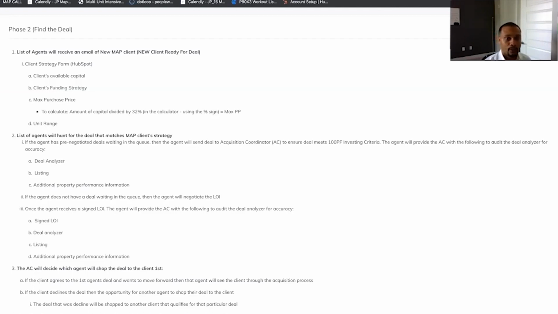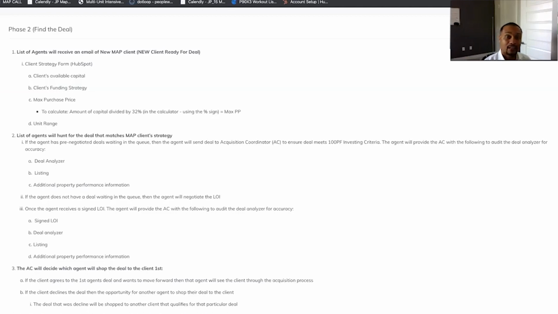We also outline the client's available capital. They have $47,000 to invest. Their funding strategy: they're going to be using a low doc mortgage, a commercial mortgage, a credit union or what have you. And we also outline their max purchase price. So the client can afford a property up to $180,000.